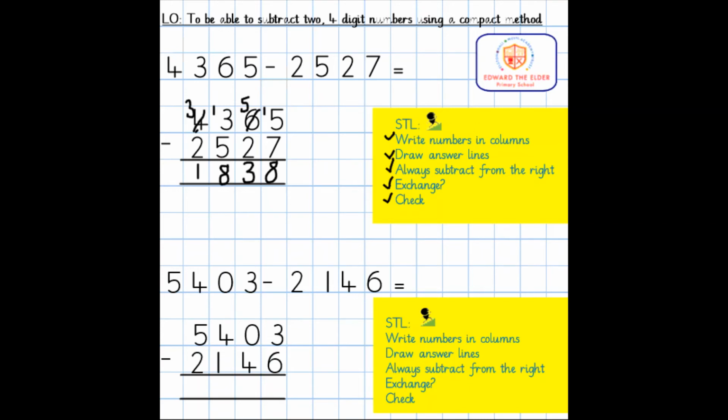The second method I'm going to share with you uses the same steps to learning. Our number sentence this time says 5403 subtract 2146. The first step is to write the numbers in columns. Again, you can see I've already written the calculation out with each digit in a square to help keep the numbers in neat columns.